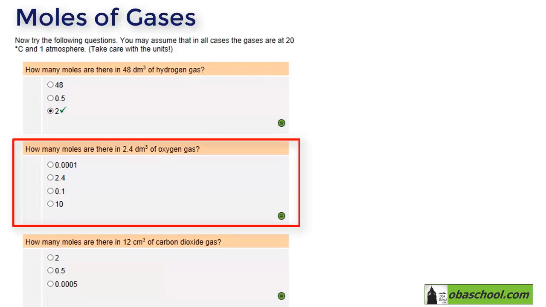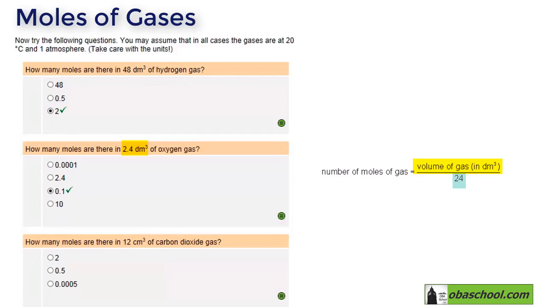How many moles are there in 2.4 decimeter cubed of oxygen gas? Excellent, 0.1 moles, because the number of moles of oxygen gas is the volume of oxygen gas, which is 2.4 decimeter cubed, over 24, because the unit here is decimeter cubed, and that's why we choose the denominator to be 24 and not 24,000. The answer is 0.1 moles.